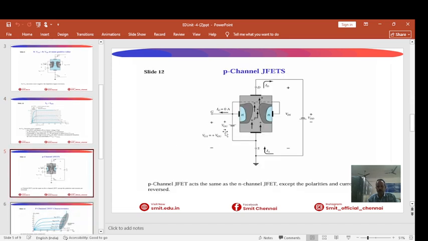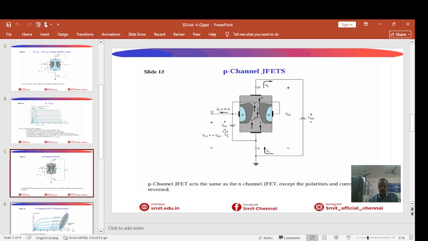In the next, we are going to see the drain characteristics. The drain current versus the drain source voltage for the different gate voltages that we have seen. There are three operating regions: the ohmic region, the saturation region, as well as the breakdown region. These are the three important regions that play a crucial role in the JFET characteristics.